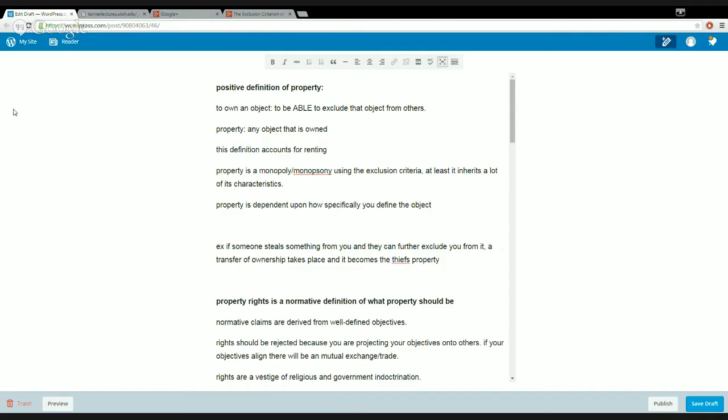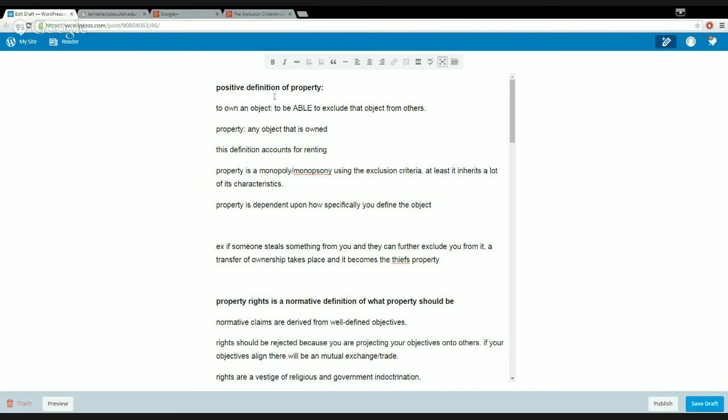This is ego-utilitarianism, and this is my presentation of the positive definition of property, or the exclusion criterion of property. It's also a critique on property rights. Okay, so the positive definition of property, and when I say positive, I mean what is, versus normative, what should be.